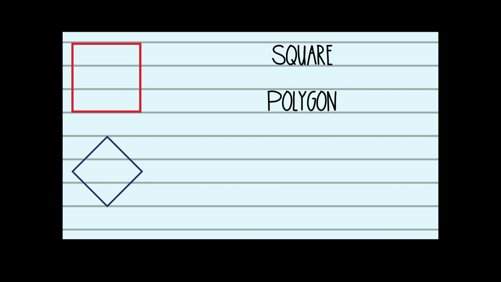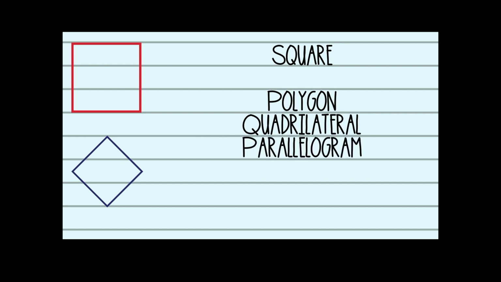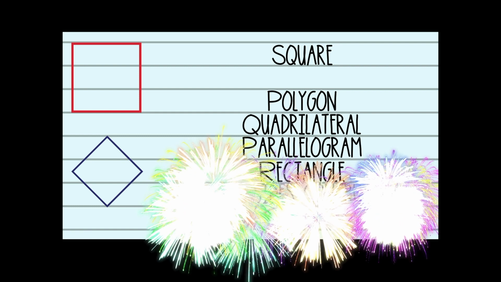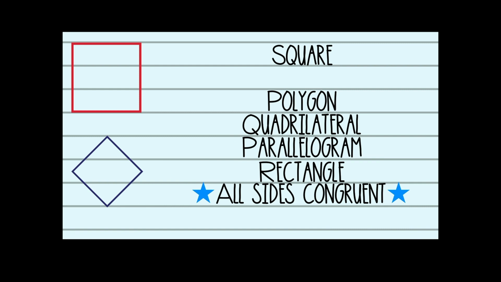So a square is a polygon. It's a plane closed figure. Quadrilateral because it has 4 sides. It is a parallelogram because opposite sides are congruent and parallel. It's a rectangle like we just talked about, so it has 4 right angles. And most importantly, all the sides are congruent.